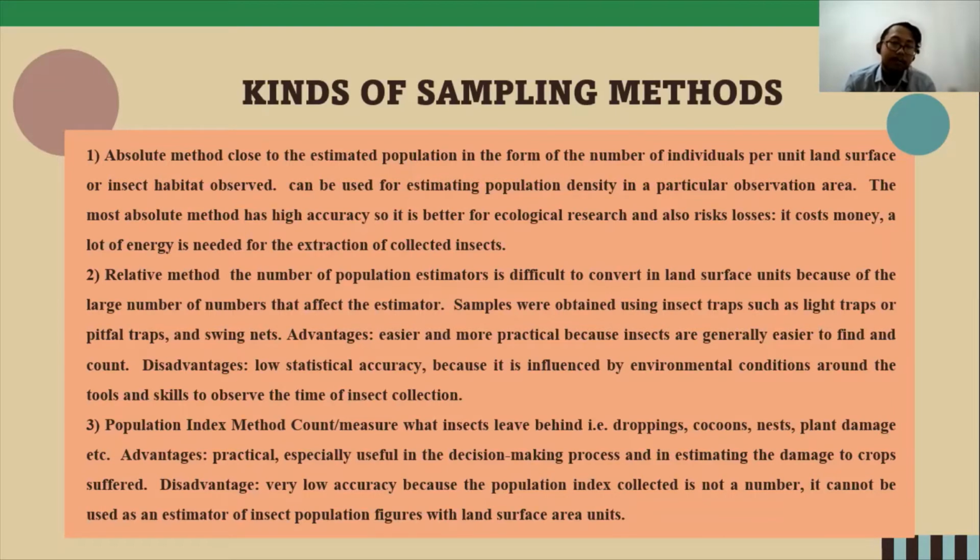For number 3, population index method. Count what insect leave behind: dropping, cocoons, nest, plant damage. Advantage is practical, especially useful in the decision making process and in estimating the damage to crop suffered. Disadvantage is very low accuracy because the population index collected is not a number. It cannot be used as an estimator of insect population figures with land surface area unit.